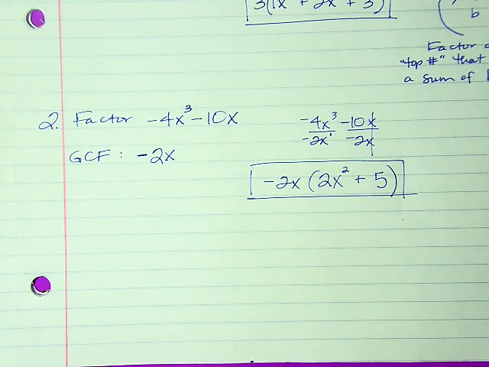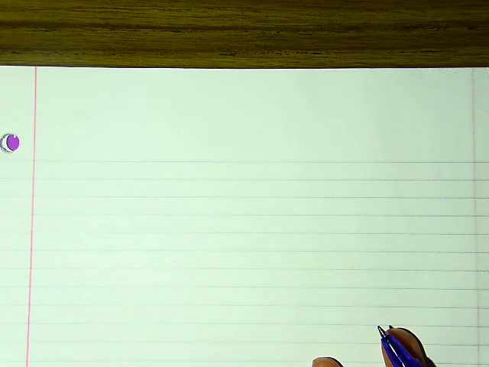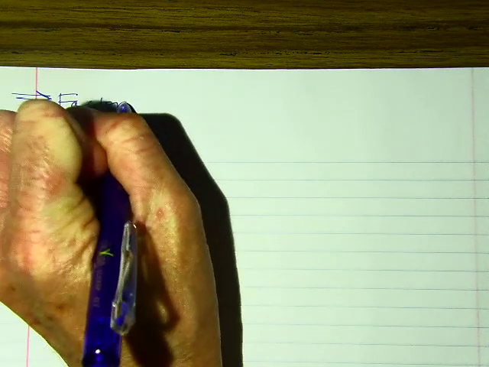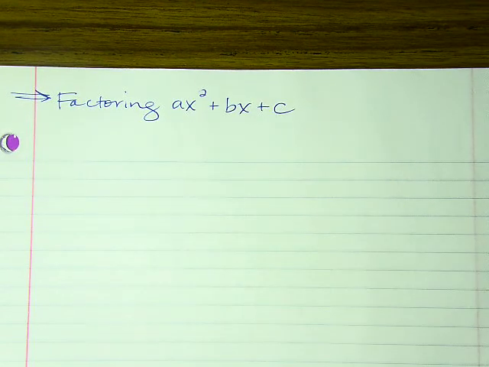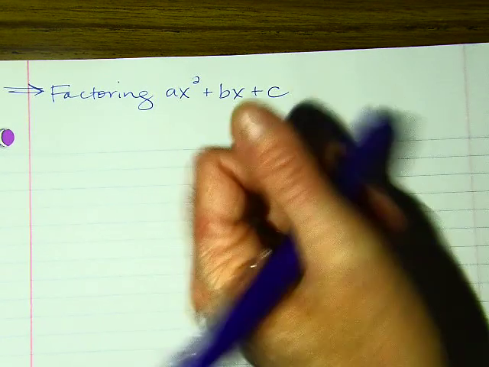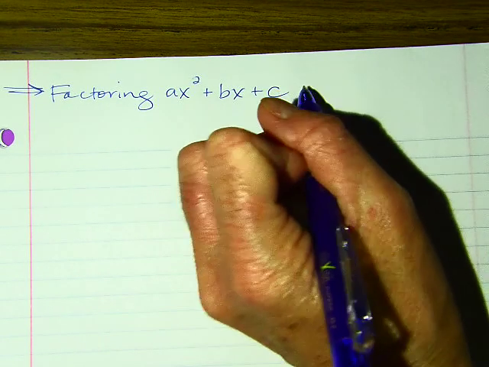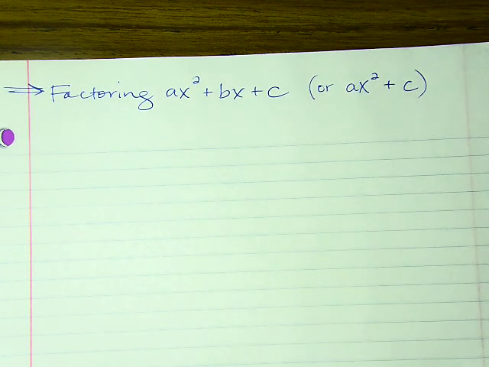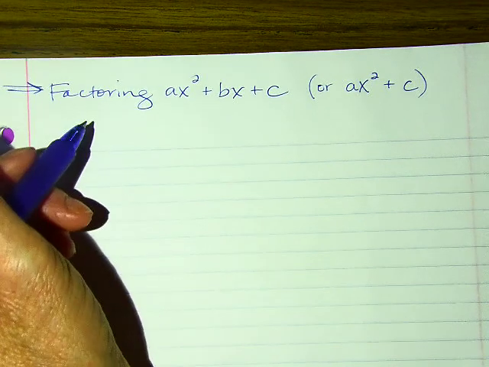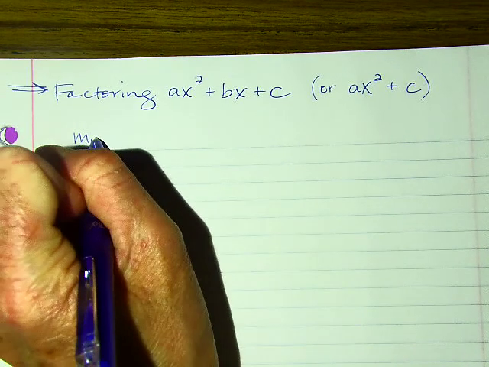So I'm going to move on to the rest of our factoring. And I'm going to show you two methods. I think one method you guys would prefer. So here we go. Factoring ax squared plus bx plus c. Okay. Now when I have three terms, this method will even work if I only have the first and the last term. So in this method, I'm going to show you two. I'm going to show you my method.